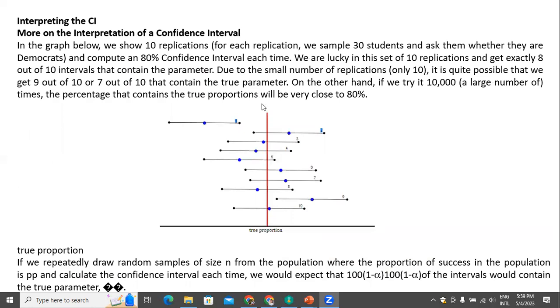Then the last part would be interpreting the confidence interval. How are we gonna interpret this confidence interval?